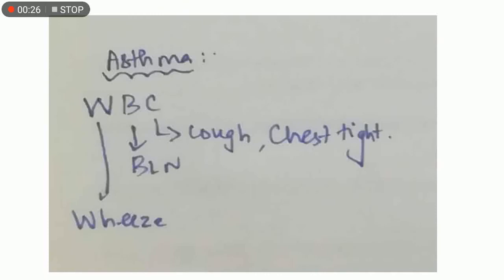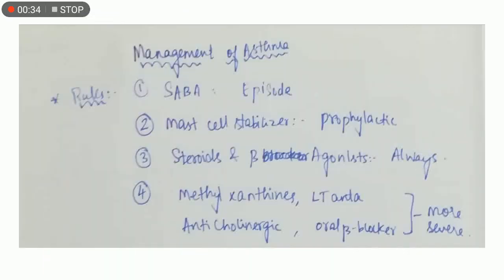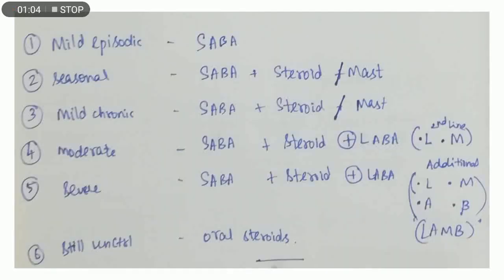Asthma clinical features include WBC, which is a mnemonic. W stands for wheeze, B is breathlessness, C is cough and chest tightness. Management of asthma is very simple. There are certain rules, okay? SABA stands for short acting beta agonists. So SABA is used for episodic asthma. Mast cell stabilizer can be used prophylactically. Steroids and beta agonists are used all the time. And methylxanthines, leukotriene antagonist, cholinergic drugs, anticholinergic drugs, and oral beta blockers are used for more severe cases.